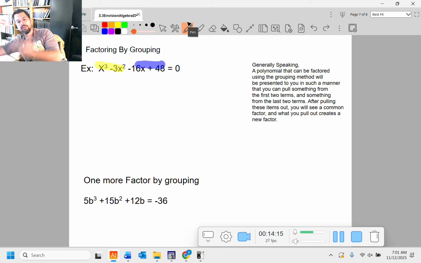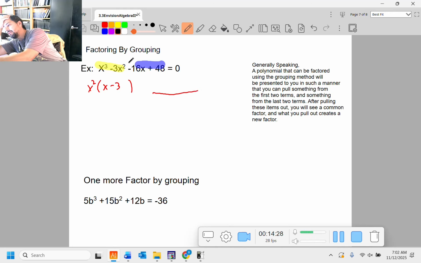All right, so if I look at x cubed minus 3x squared, I realize that I can pull an x squared from both pieces because they both possess it. And if I do that, I'm going to have x minus 3 left over. Now, the goal of factoring by grouping is that this factor would repeat. That's the idea. Now, I happen to know that both of these pieces are divisible by 16, and if I pull the negative 16, that would make the x positive and the 48 become negative.